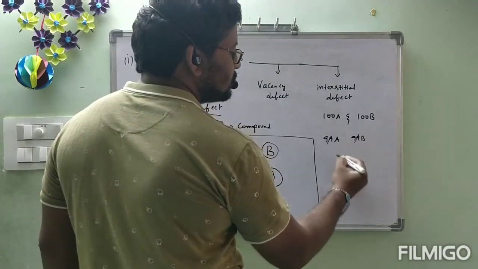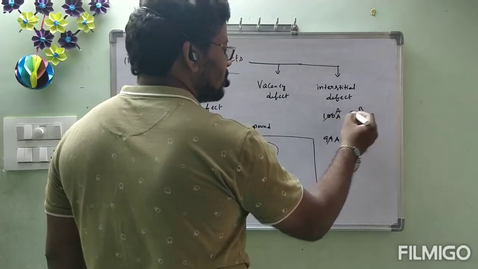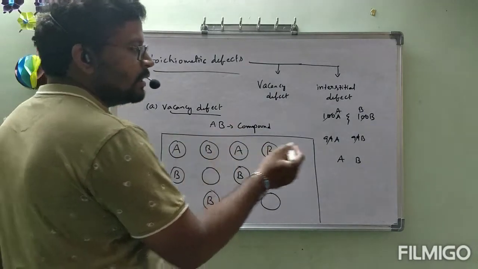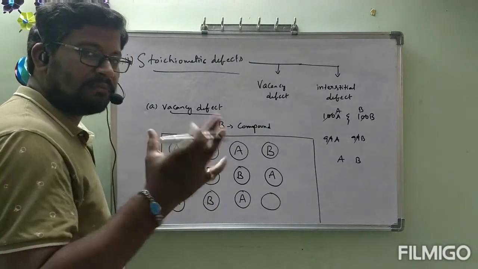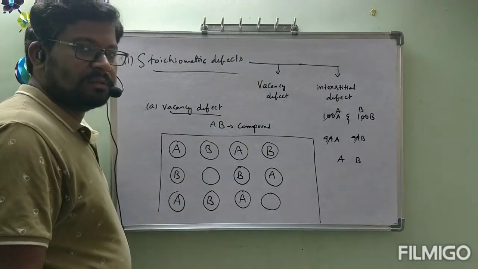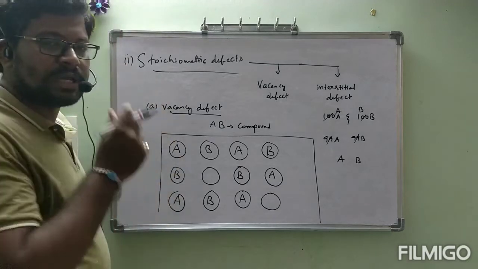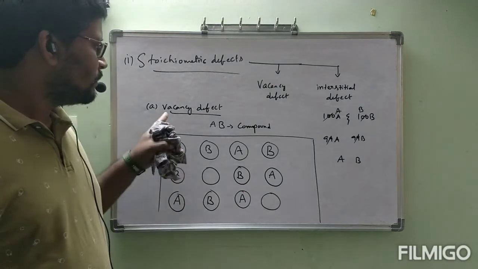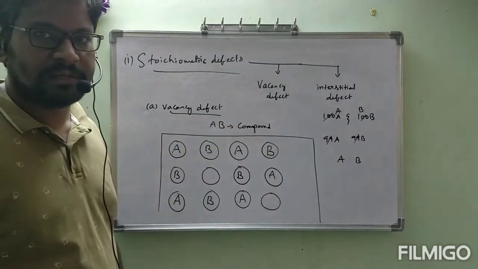Then what is the ratio? AB formula. Previously also, what is the ratio? AB formula. AB is the compound I took. Even though the defect has happened, the formula is not affected, meaning stoichiometry is not changed. That type of defect is called a stoichiometric defect. Under it we have first vacancy defect and next interstitial defect.